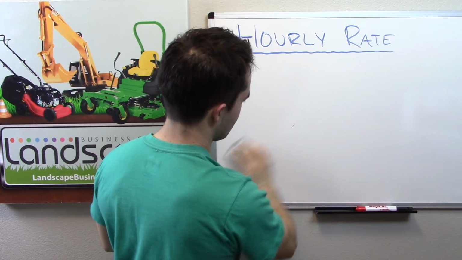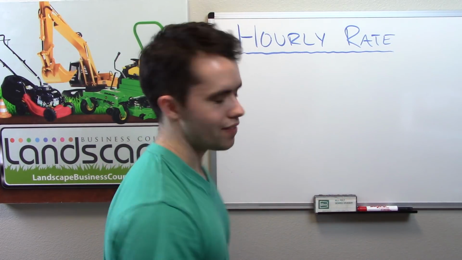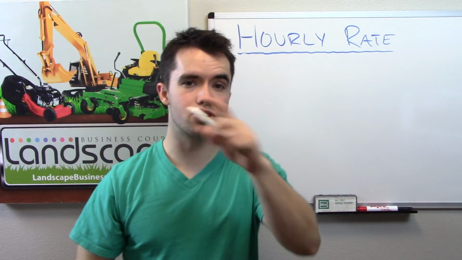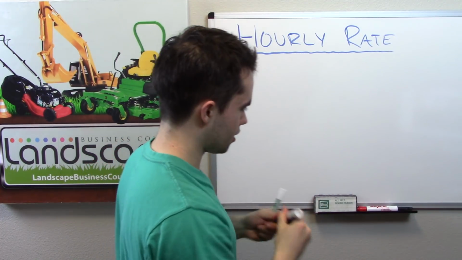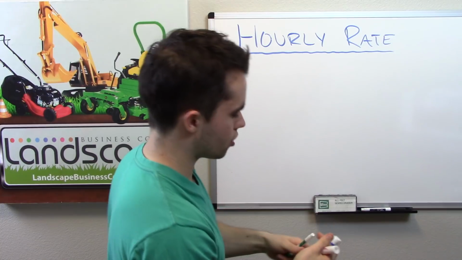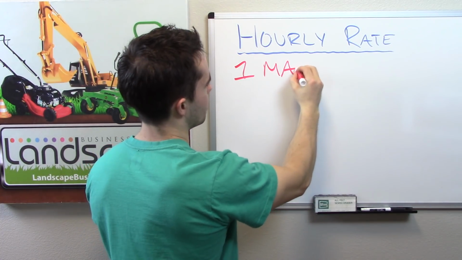These are examples of what a typical landscape business owner might see in their business if they have a one-man or a two-man crew. So let's start with a one-man crew. I'm going to use a different color here. So we've got a one-man crew, and we're going to assume this person is mowing.